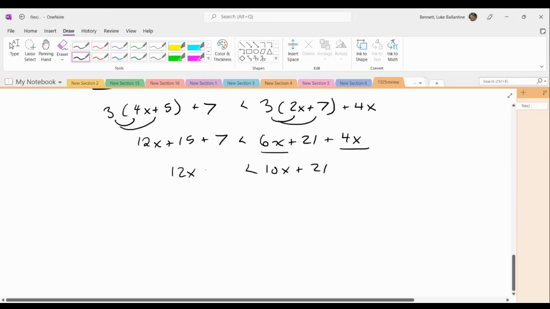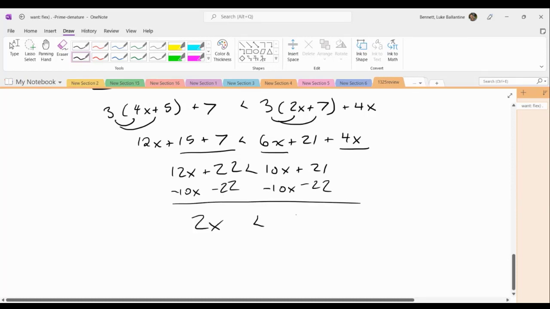So this is 12x plus 15 plus 7, which is just 22. I'm going to subtract 10x from both sides. I'm going to subtract 22 from both sides. So this is 2x is less than -1. x is less than -1/2. So then the solution looks like we have a number line, we have 0, we have -1. x is less than -1/2, so it's all this stuff. Okay, that was that problem.